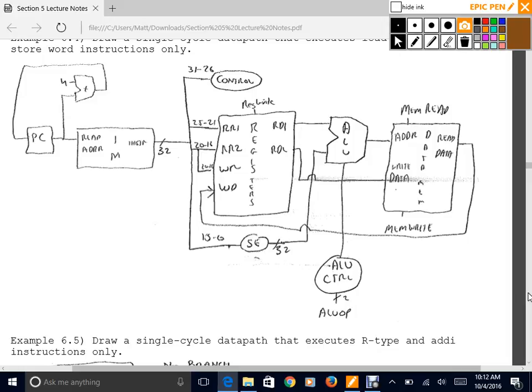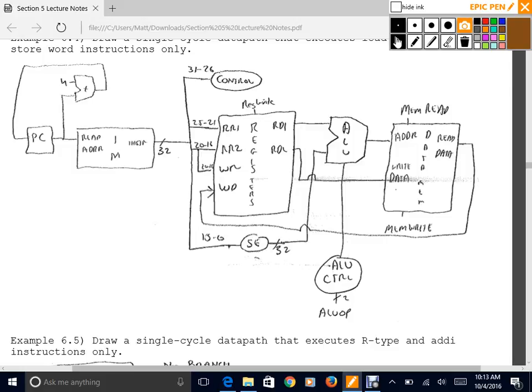So 5 to 0 is our function, right? And that goes to our ALU control. And we have our 2-bit ALU op input. Now you see the difference here? In the previous problem, we don't have a function input, right? You see we don't have 5 to 0 here. Why is that? Because it's an I-type instruction. Here we have it because it's an R-type instruction.